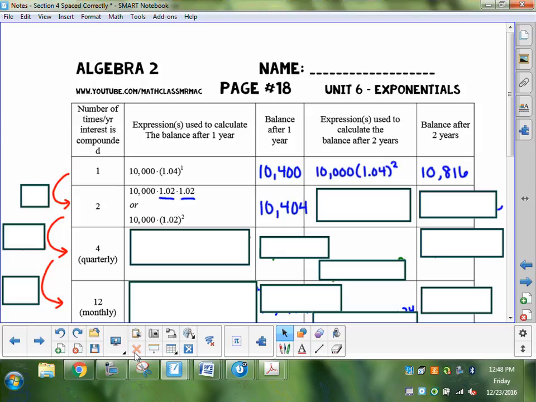Now, what would I need to do to figure out how much money I have in the account after 2 years? What would I need to type in to figure that out? Robbie? You could type in 10,000 times 1.02 squared. Nope. Squared gets you after 1 year. Who can tell me what it would be after 2? If you raise to the 4th, because how many times have you applied the interest over 2 years? 4. Twice the first year, twice the second.